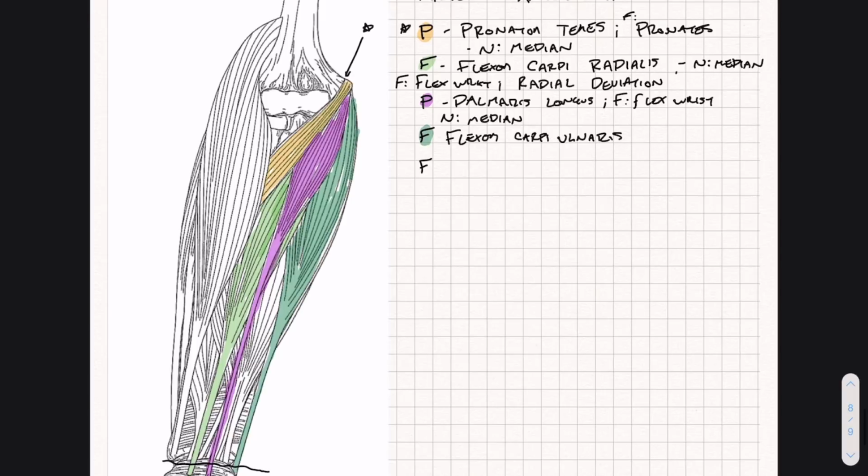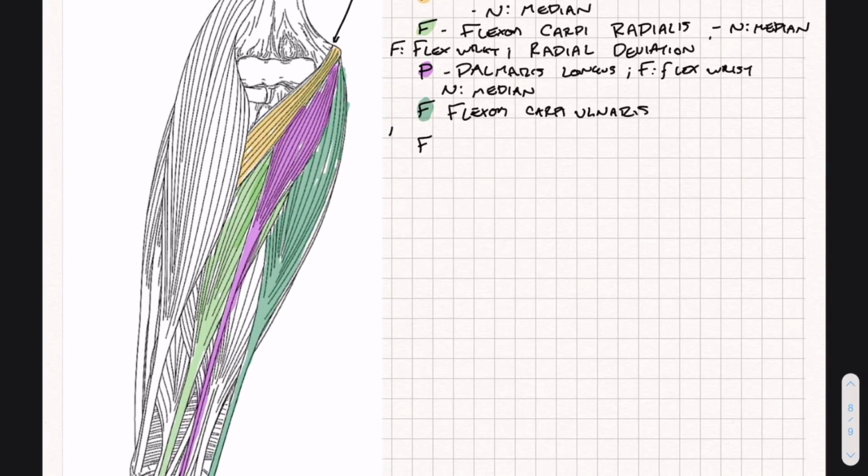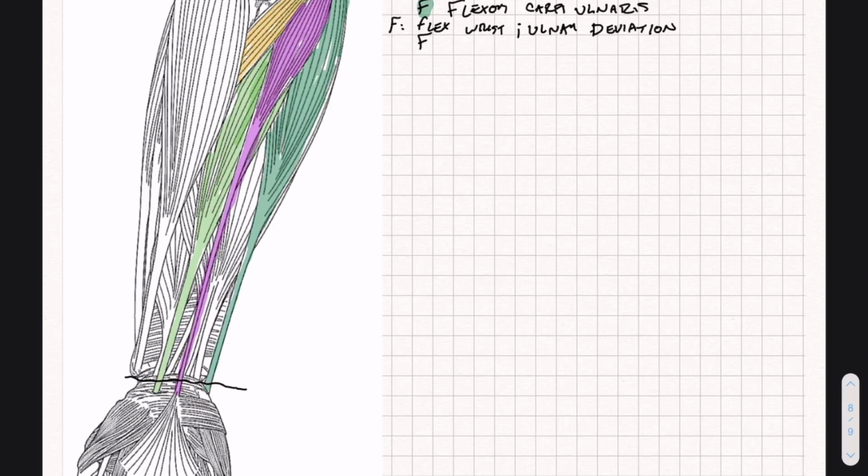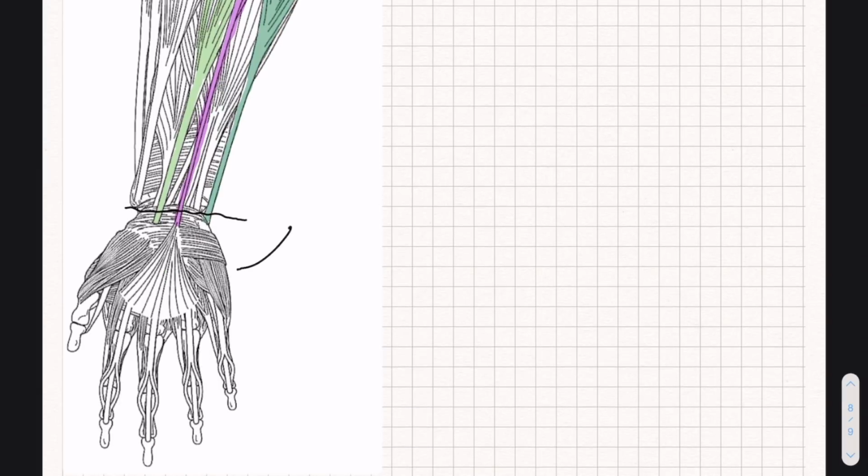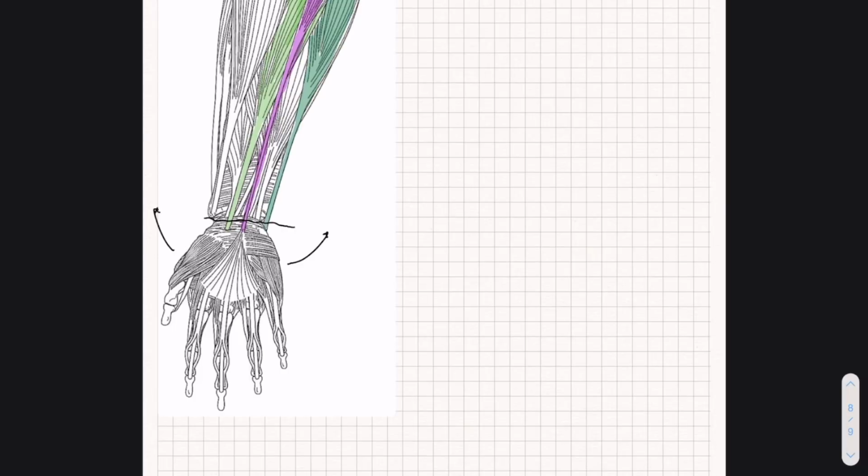Okay, the function, it's the same. Flexes the wrist, and then it ulnar deviates to the ulnar side. So ulnar deviation. So this is like you're in anatomical position. The wrist is going to bend like this. Ulnar deviation. This way is radial deviation. So it's kind of like waving your hands back and forth.